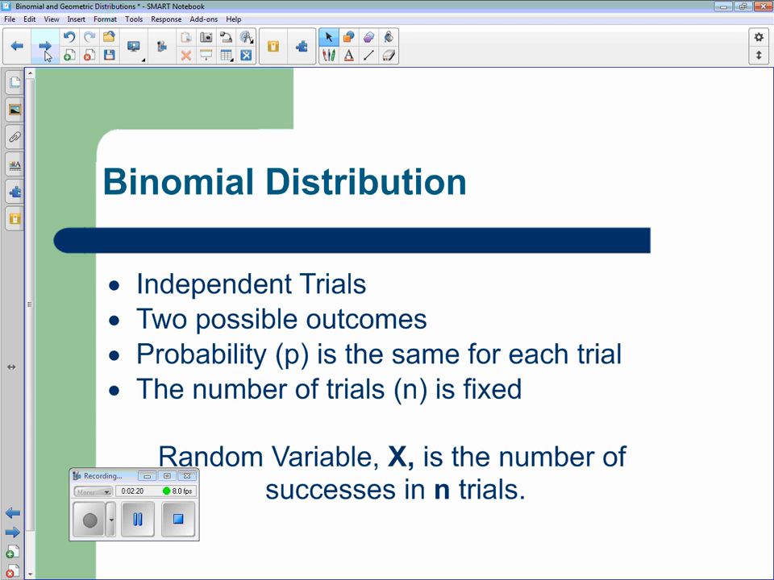We have actually already come across several binomials. We just haven't solved them using this formula. And there are reasons why we want to, and we'll look at that in a few minutes.